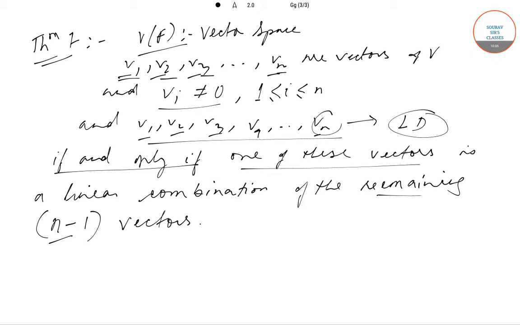So if the vector Vn is the linear combination of all the other vectors from V1 to Vn minus 1, in that case the vectors V1, V2, V3 up till Vn are linearly dependent. So this is basically Theorem 7.